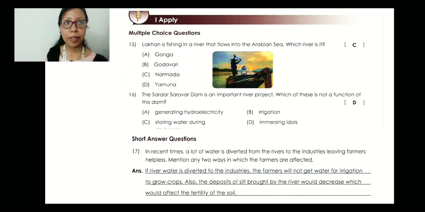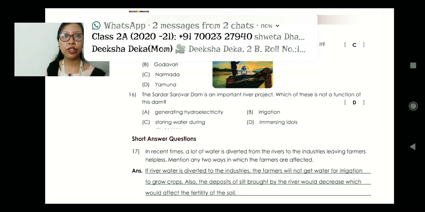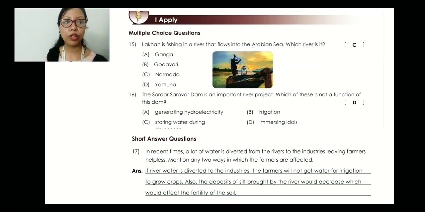Next, we have the multiple choice question, question number 15. Lakhan is fishing in a river that flows into the Arabian Sea. Which river is it? So the options are already given, and the answer is C, that is Narmada. Then we have question number 16. The Sardar Sarovar Dam is an important river project. Which of these is not a function of this dam? And the answer is the immersion of idols. So in a dam we don't do the immersions of idols.